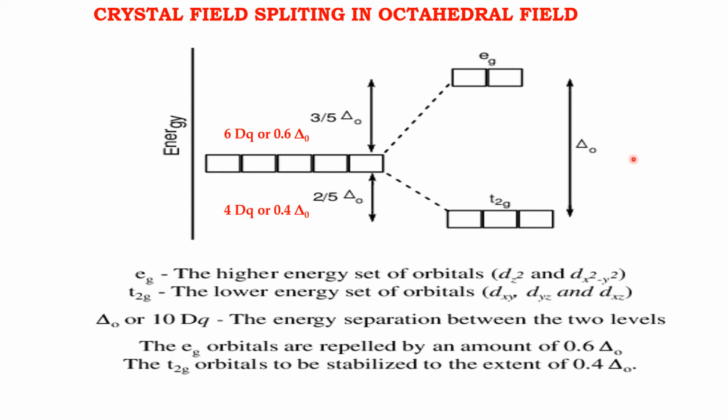So we have seen which are the T2g levels. dxy, dyz and dxz are the T2g levels, while dz square and dx square minus y square are the Eg levels. This is the crystal field splitting that happens in an octahedral field. So we have seen this in the previous class.